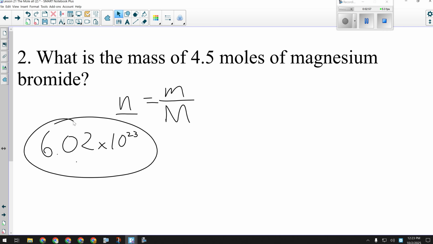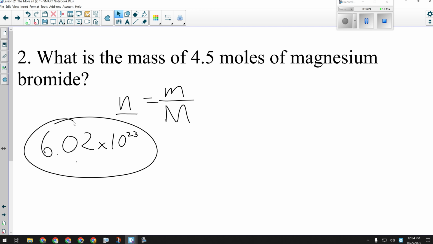If I told you I have 48 flowers, how many dozen do I have? 4. How did you do that? Divided by 12, yeah, 48 divided by 12. Well, if I said I have this many particles, how many moles do I have? Then you would be going the number you have divided by this number.